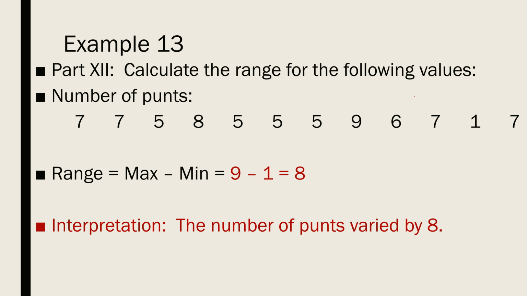Here is an example of how we can calculate range. The first step is to find the maximum value in a data set. In this data set, 9 is the maximum value. Then we find the minimum value. It is obvious that in this data set, 1 is the minimum value. So the range equals the maximum value 9 subtract the minimum value 1, and it equals 8. The correct interpretation for range in this data set is that the number of points varied by 8.